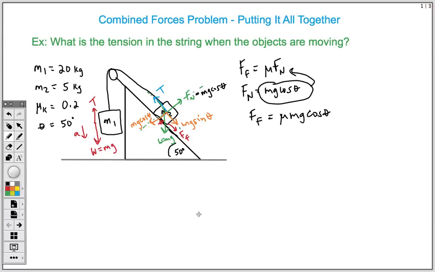Okay, now that we got that taken care of, all of our vectors are taken care of. They basically all have some sort of equation to them. So our next step is, let's solve for the net force. What is going to be the net force of this problem here?